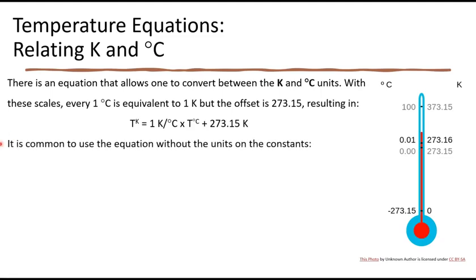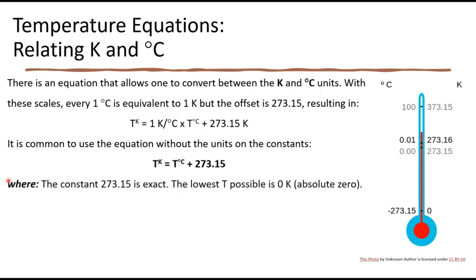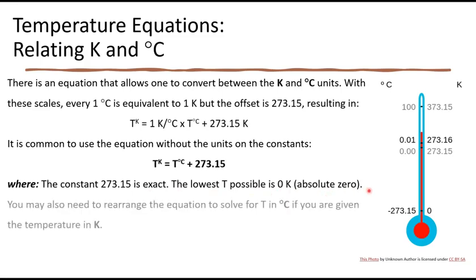It is common to also use this equation without the units on the constants. Therefore, you may use the temperature in Kelvin is equal to the temperature in degrees Celsius plus 273.15. Remember that the constant 273.15 is exact. That means it has an infinite number of significant figures. And the lowest possible temperature in Kelvin is 0 Kelvin, or absolute zero.